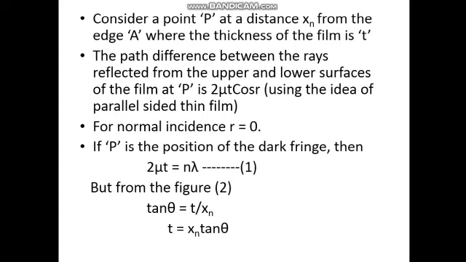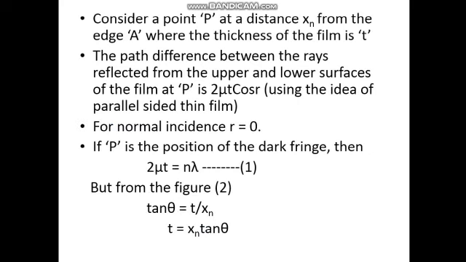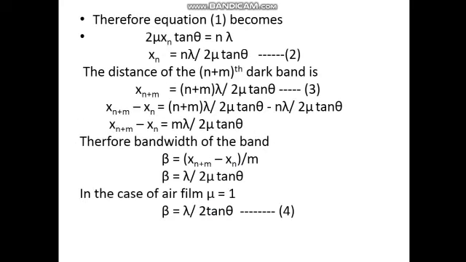But from the figure, tan theta is equal to t divided by xn. Therefore, equation 1 becomes 2 mu xn tan theta is equal to n lambda. That is equation 2. Therefore, the distance of the (n plus m)th dark band is x(n+m) equal to (n plus m) lambda divided by 2 mu tan theta. Therefore, x(n+m) minus xn is equal to m lambda divided by 2 mu tan theta.